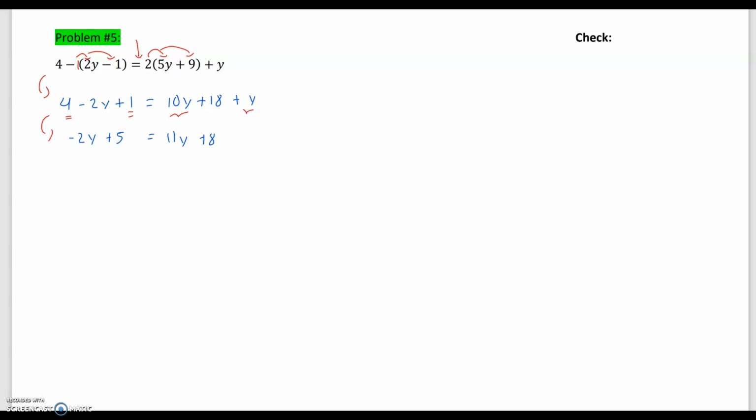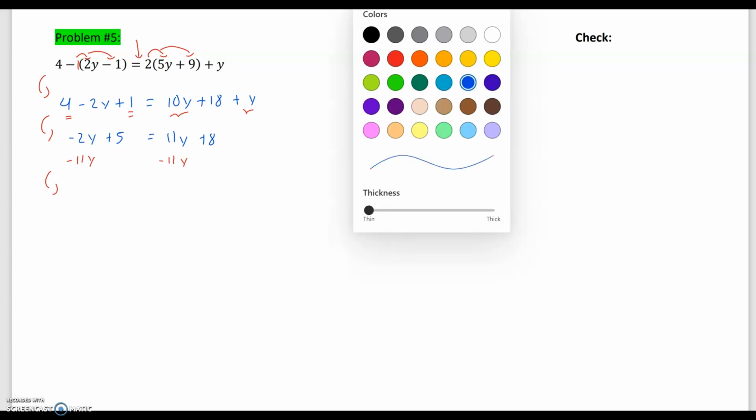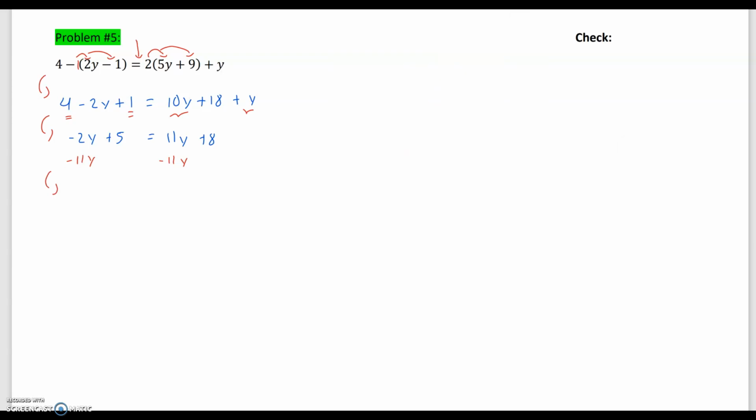And let's actually put the y's on the left-hand side. So in this case, subtract 11y and subtract 11y. So this is going to give us negative 13y plus 5 is equal to the values of 8. Actually, it's not 8, it's 18.